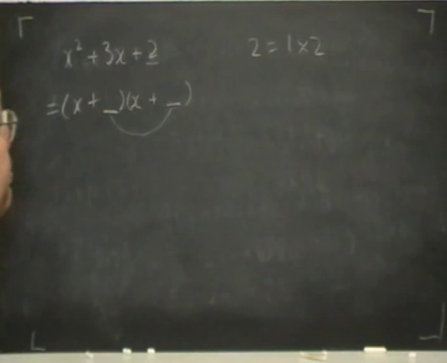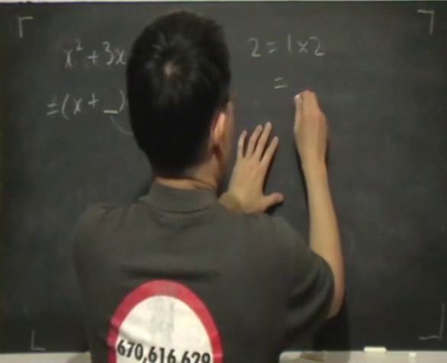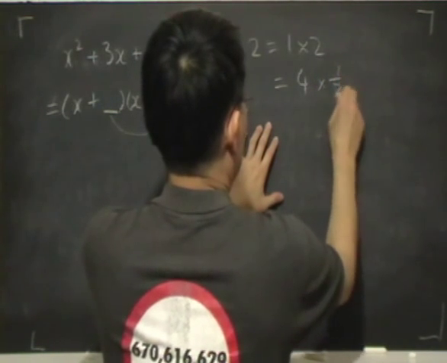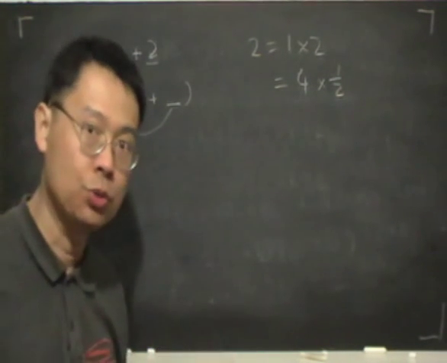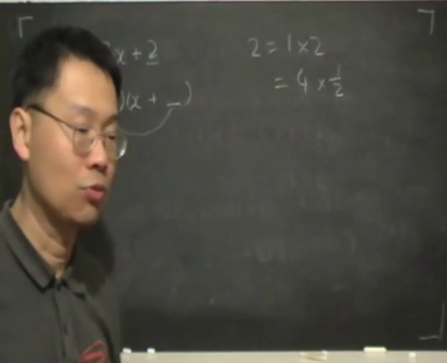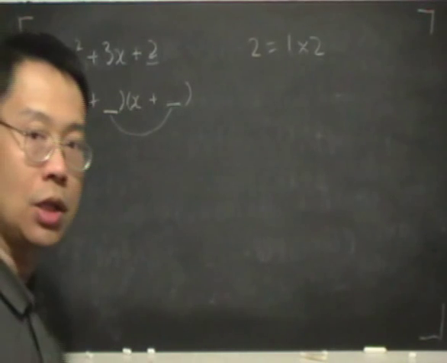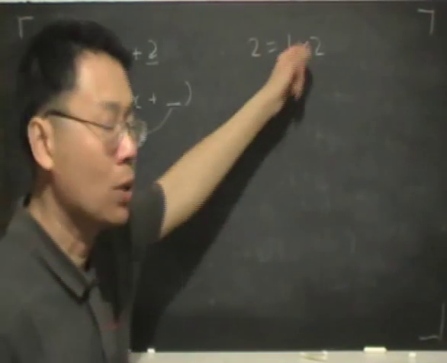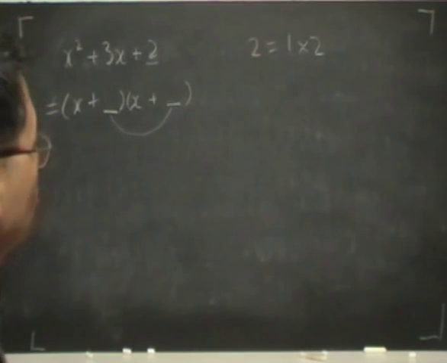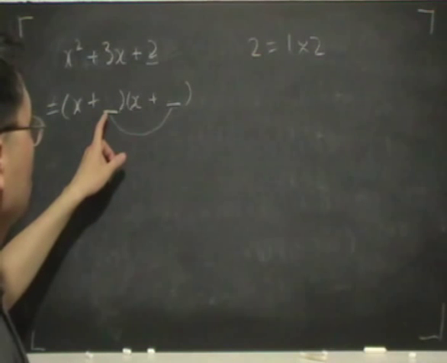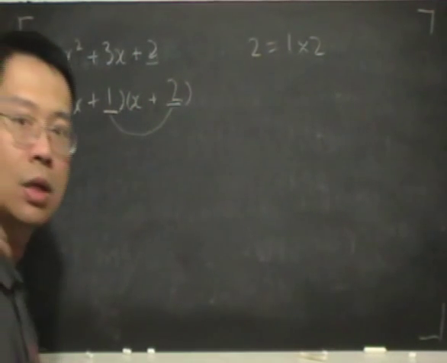Right, so let's think about what times what is equal to 2. 2 can be 1 times 2. Of course, 2 can also be 4 times half. But we don't do fractions for now. We're just going to assume and hope that the answer does not involve any fractions. So let's just think about whole numbers for now. So 2 can be 1 times 2. And that's the only possible factors for 2. It's a very small number. So it means that in this case, the answer is 1 and 2.